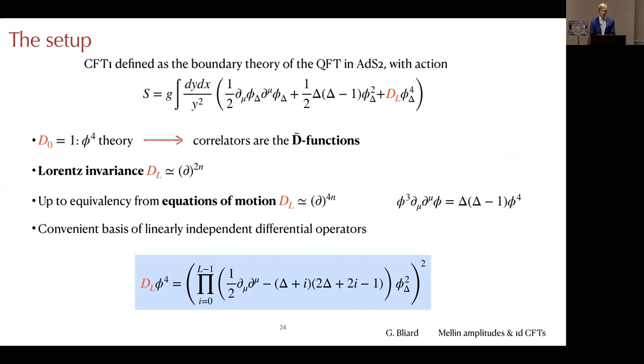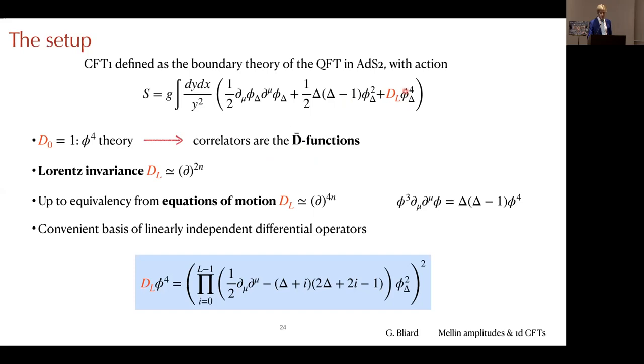So we want to use this formalism to study the CFT1 defined as the boundary theory of a quantum field theory in ADS2 with a generic four-point interaction. Here I've used a bit of an abuse of notation. This isn't simply a differential operator, but this term encapsulates any phi to the four interaction with a certain number of derivatives that's labeled by the parameter L. So for example, for L is equal to 0, we recover phi to the four theory, and we have the correlators given in terms of D bar functions.